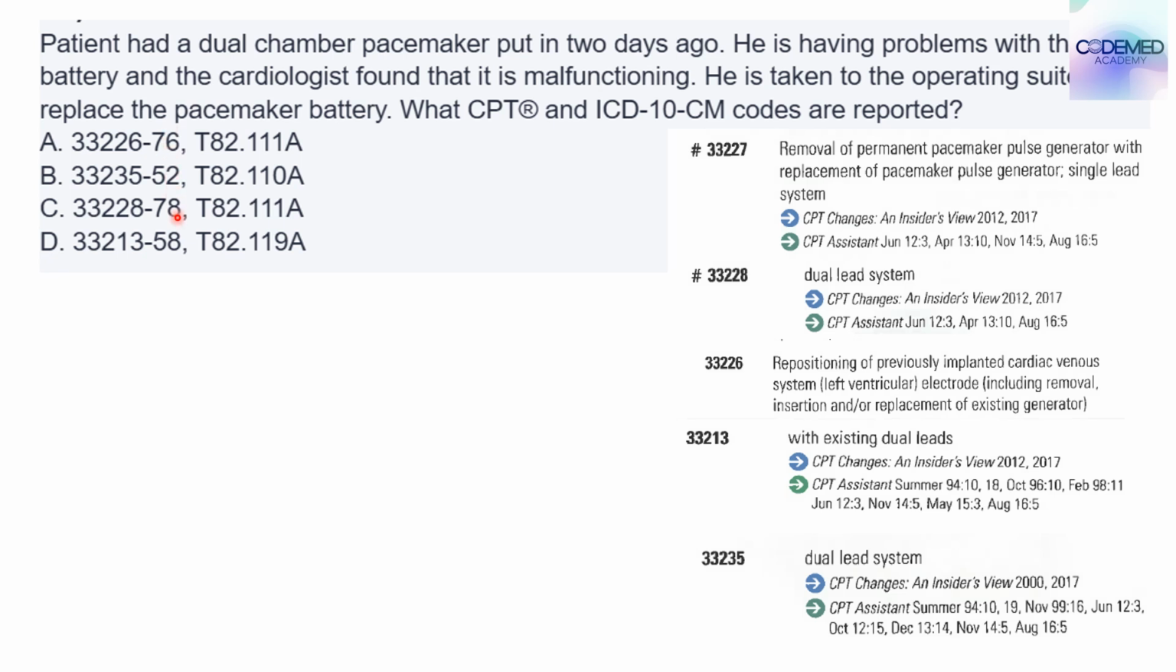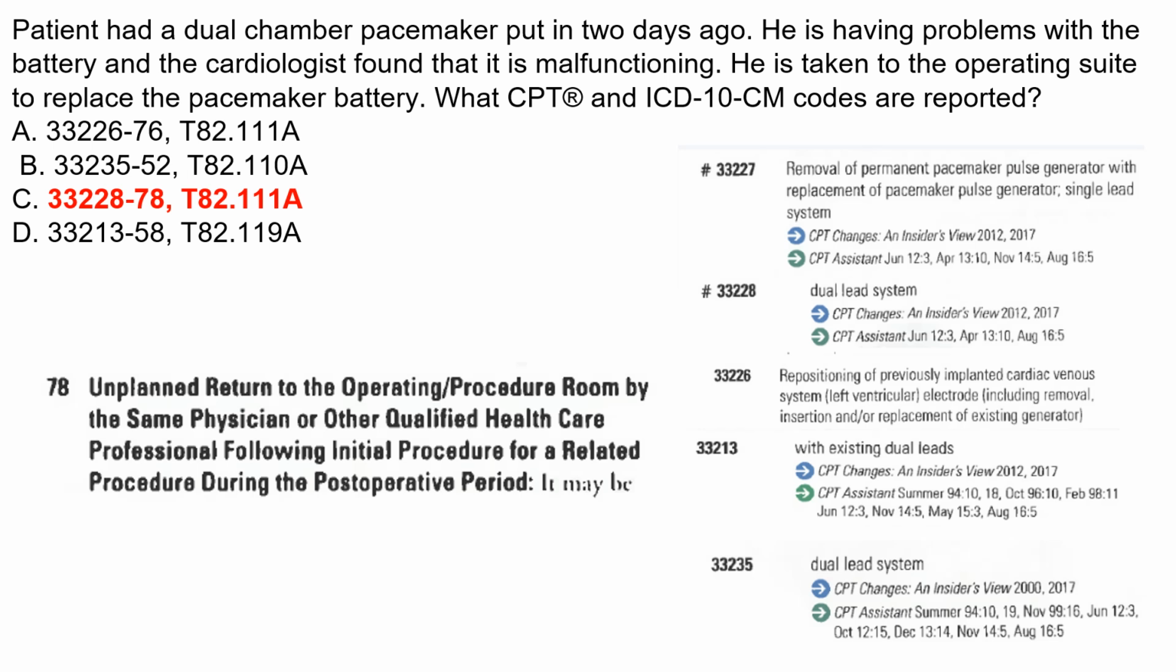Now let us look at the modifiers 76, 52, 78 and 58. So what do these modifiers talk about? Let's see the answer. And 78 is unplanned return to the operating or procedure room by the same physician or other qualified healthcare professional following the initial procedure for a related procedure during the postoperative period. Okay, usually for the pacemaker, the postoperative period is 10 days and he returned 2 days after. So within 2 days he came back. It is an unplanned return because you don't expect that the patient will return so soon, and that's why modifier 78 is required.